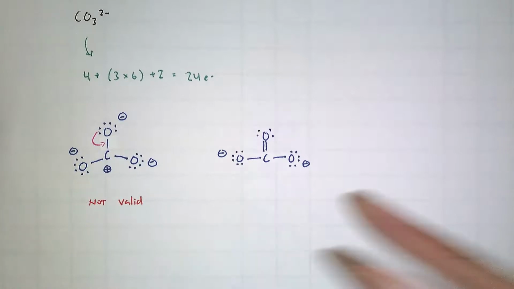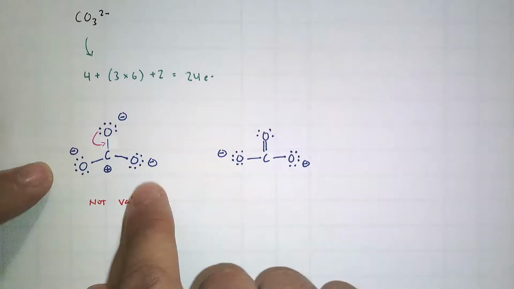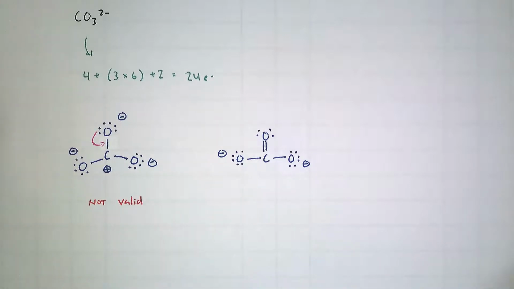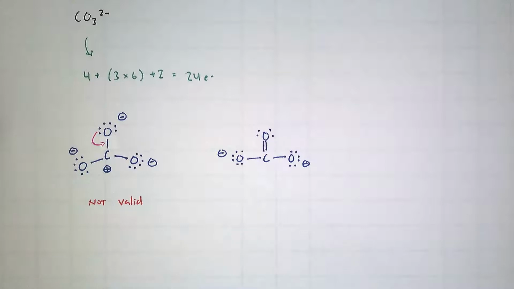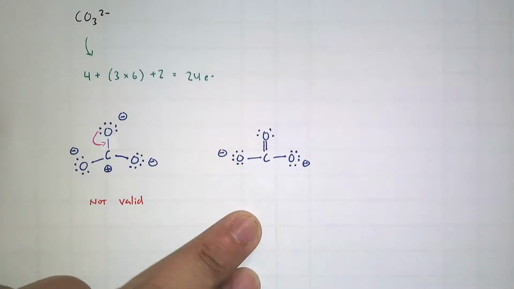Not only that, we reduced the number of atoms that have a charge, which is stabilizing, right? We got this oxygen and carbon to be neutral. This is the first resonance structure.